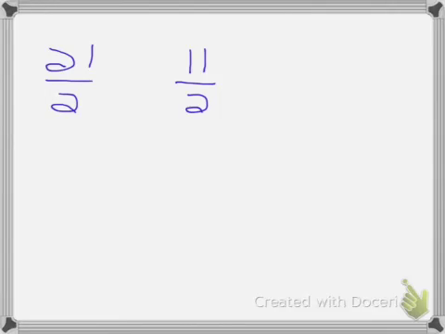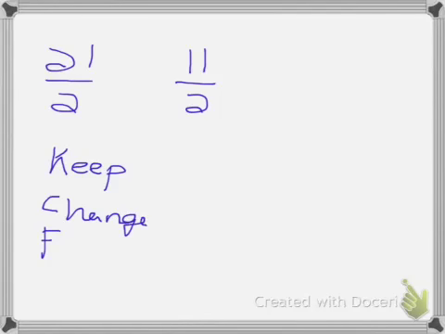Now to divide these numbers, you have to use an acronym, KCF. Keep, change, and flip. So the meaning of this is keep 21 over 2, because the original equation was 10 and 1/2 divided by 5 and 1/2, and we changed those into improper fractions. And then you would change the division into a multiplication sign and flip 11 over 2 into 2 over 11.